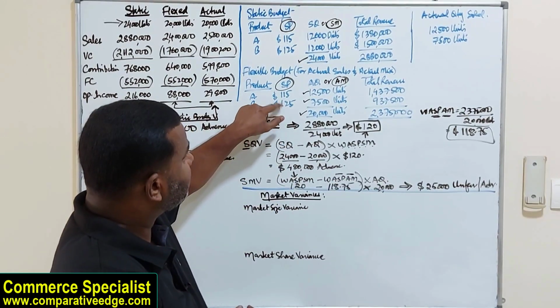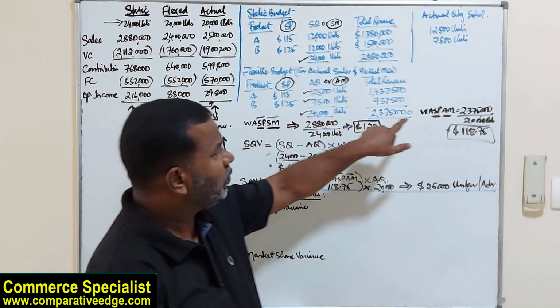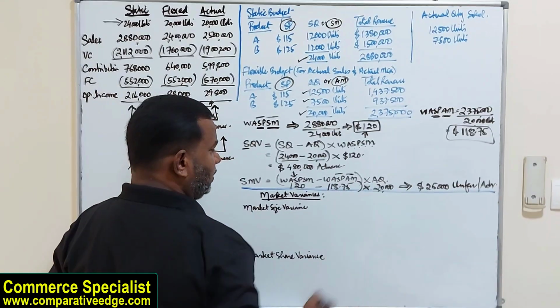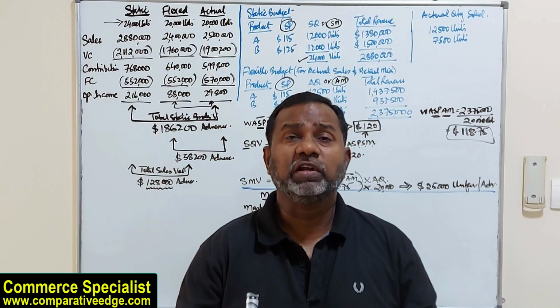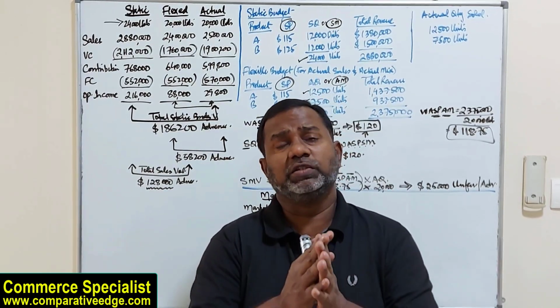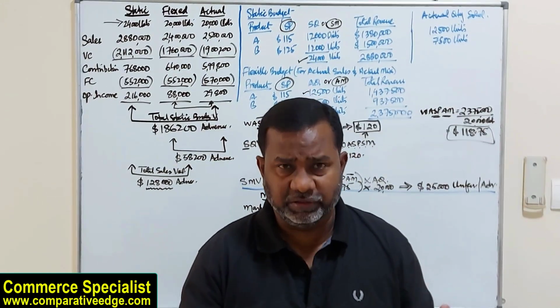So you have standard price here, the actual quantity, actual mix is here. Divide the sales by this, you will get VASPAM. So VASPism minus VASPAM into actual quantity. Sometimes you're also asked to calculate variances which relate to the market. Now, market variances are categorized into two: market size variance and market share variance.